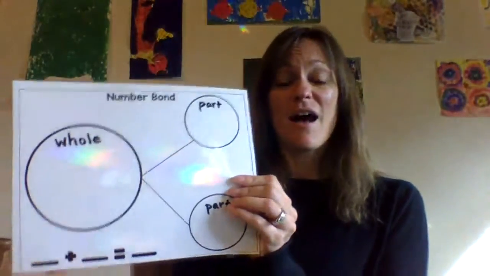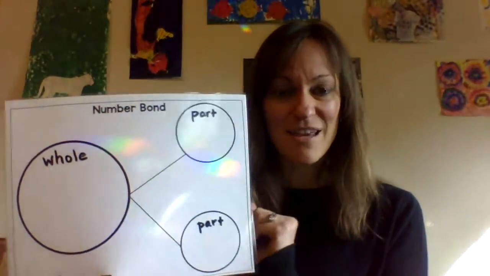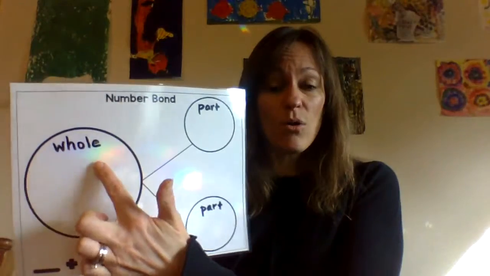Breaking numbers apart is called decomposing, and putting them together is called composing. We use number bonds to help us hold or organize our math thinking, and the words whole and parts. All right, have fun practicing the next level.